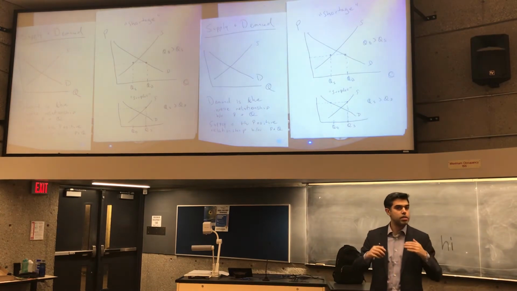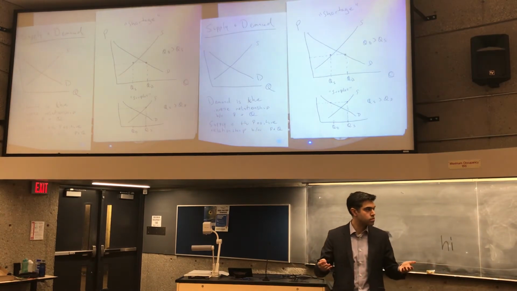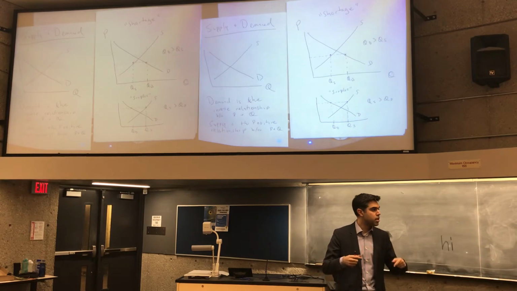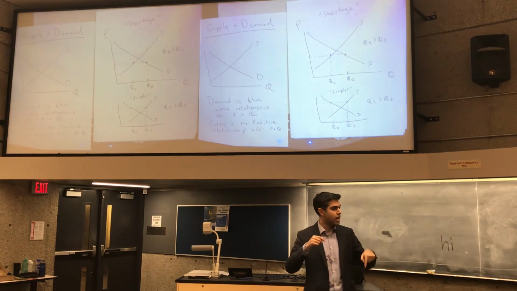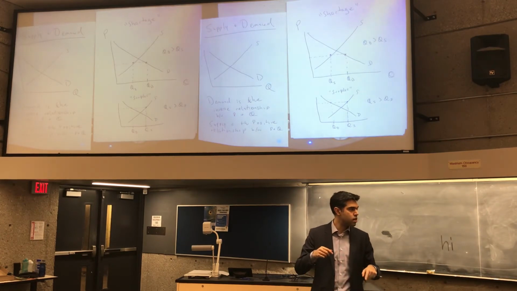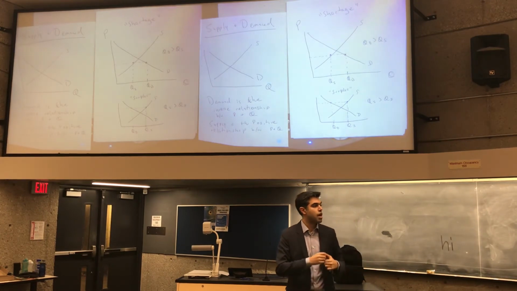So if there is a shortage, they'll just increase the quantity that they sell at a higher price. They can still sell at that lower price the same amount of quantities, but they can just go along the same supply curve. They don't have to change.